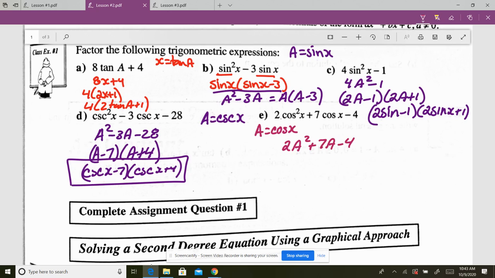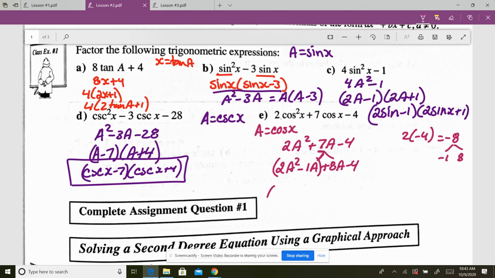So I do decomp. So I go 2 times -4 is -8. And then I say, what multiplies to -8 and adds to +7? -1 and 8. Then I break up the 7: minus 1a plus 8a minus 4.